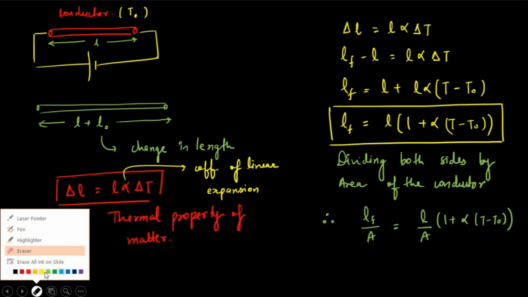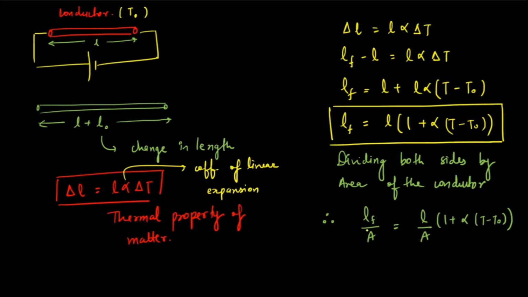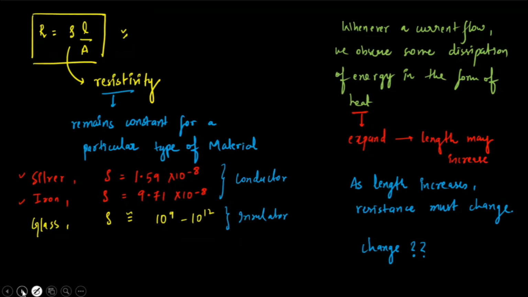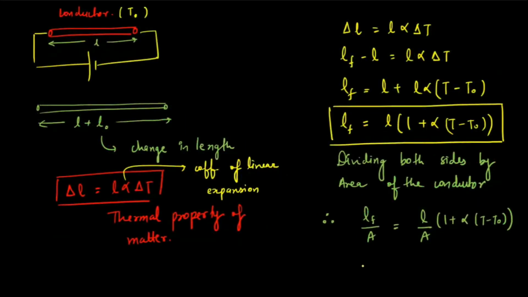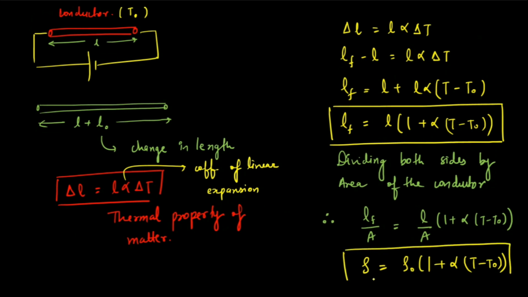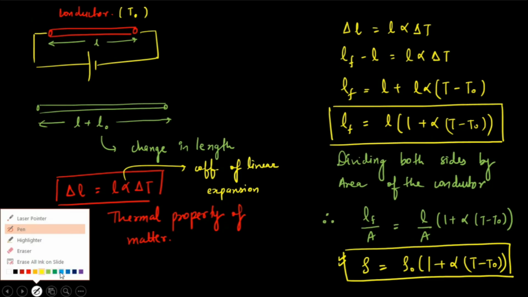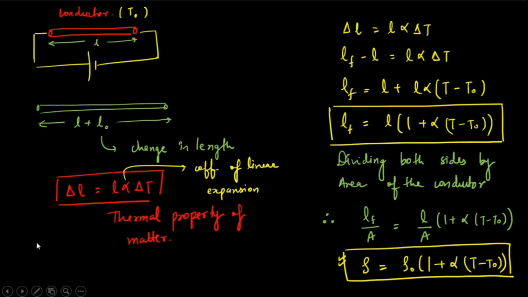So as the things change, and keeping this relation in mind, we can say that this whole thing is replaced by rho, and this should be equal to rho naught times (1 plus alpha (T minus T naught)). Now this is an important relation. If we understand how we got it, it's fine. If we don't, what's important is to memorize it. This relation helps us understand how resistivity is a function of temperature. As the temperature changes, resistivity changes.